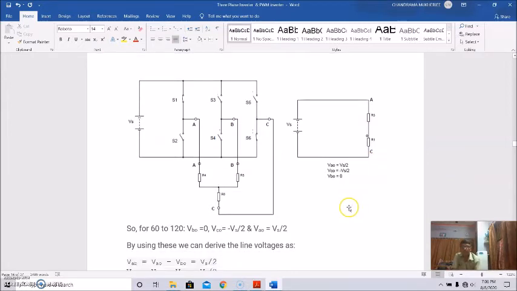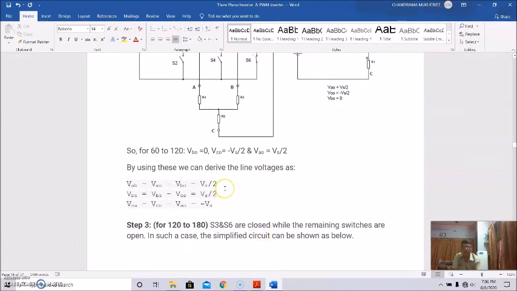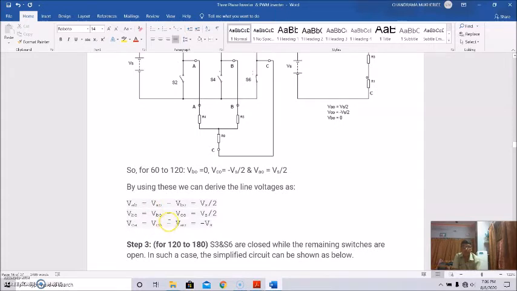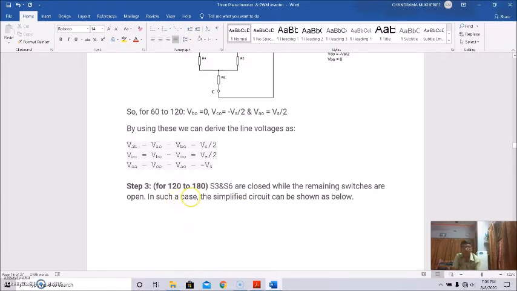So for 60 to 120 degree, VBO equal to 0, and VAO equal to Vs by 2, and VCO equal to minus Vs by 2. Using this, we can derive the line voltages as VAB equal to VAO minus VBO equal to Vs by 2, VBC equal to VBO minus VCO equal to Vs by 2, and VCA equal to VCO minus VAO equal to minus Vs. So this is for step 2.